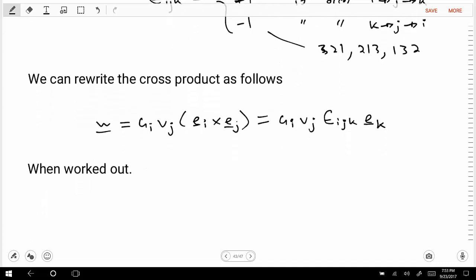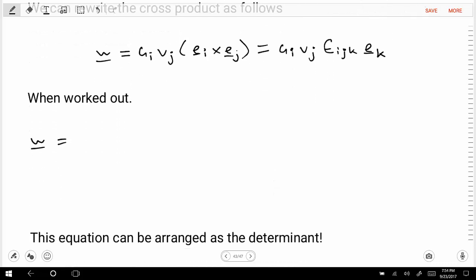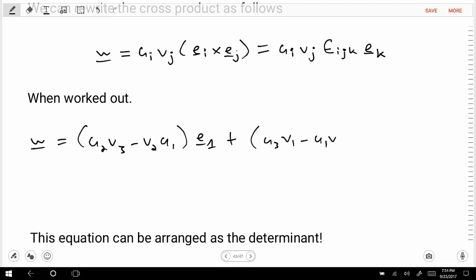Now, when we work these indices out, when we actually perform these operations to determine the terms of this cross product vector W, we'll find that W is going to be equal to the following: U2 V3 minus V2 U1 base vector 1, plus U3 V1 minus U1 V3 base vector 2, plus U1 V2 minus V1 U2, our third base vector.